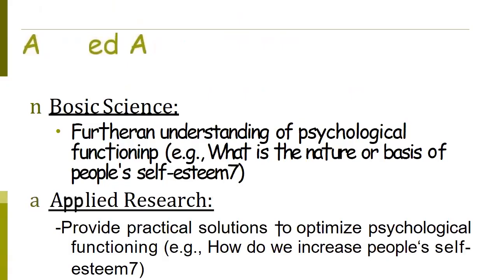So basic science is further understanding of psychological functioning. This covers, in basic science, what is the nature and basis of people's self-esteem. Applied research provides the practical solution to optimize psychological functioning. How do you increase people's self-esteem? So this is part of applied research. For us medical people, especially if you are doing the PG or MS course, it will come under applied research. Next.